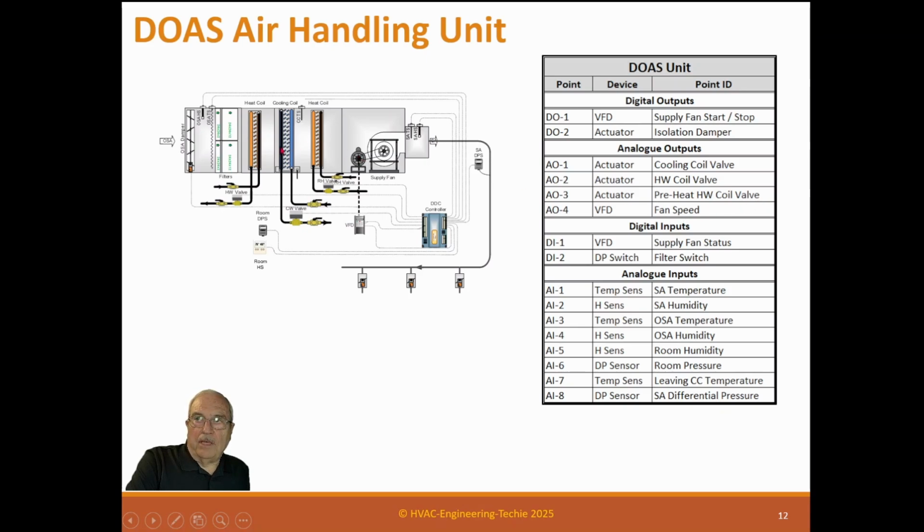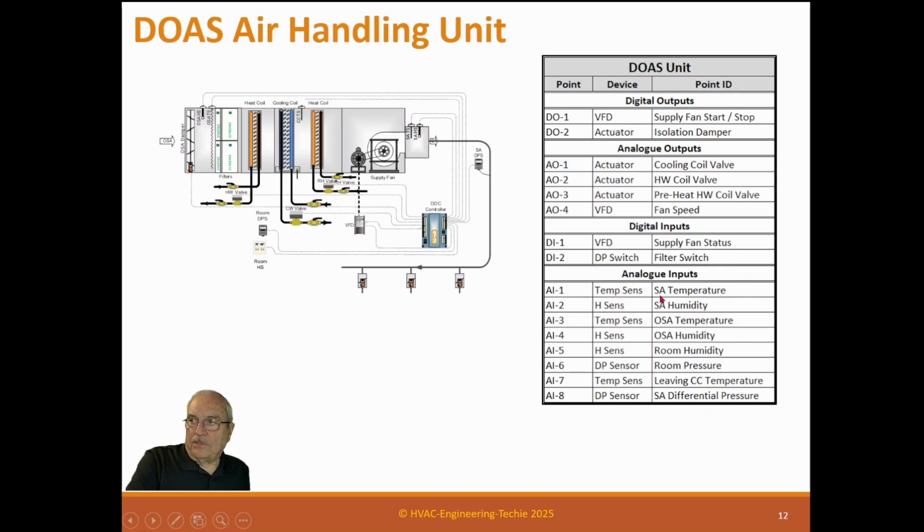Now, it may or may not have a pre-coil depending on the environment that this DOAS is going to operate in. If it's a cold country, it'll have one probably to provide reheat. And then, of course, we have fan speed because this is a variable volume system. Digital inputs, VFD supply fan status. DI2 is a filter switch.